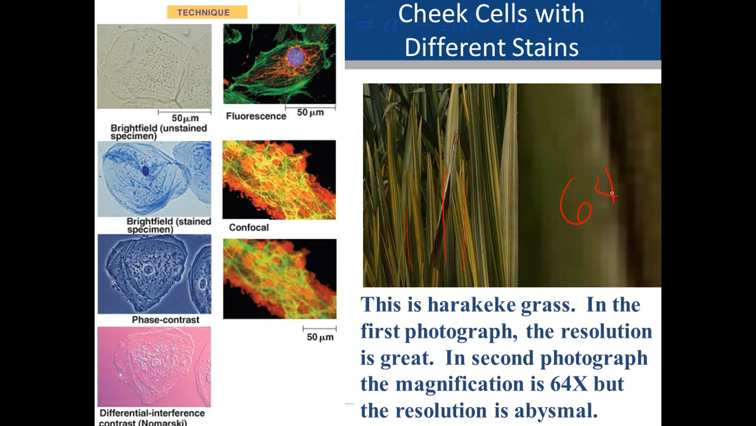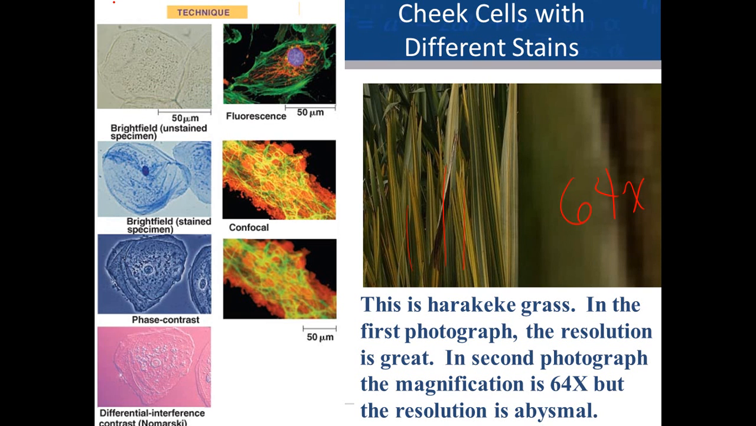Over here we have magnified that picture 64 times, and in doing so we have lost the resolution. You can no longer see the veins in the grass, but it's been magnified. So when you are using a microscope, it's great to magnify things, but you want to make sure that you have the resolution. Sometimes you're going to need some stains in order to aid that resolution.